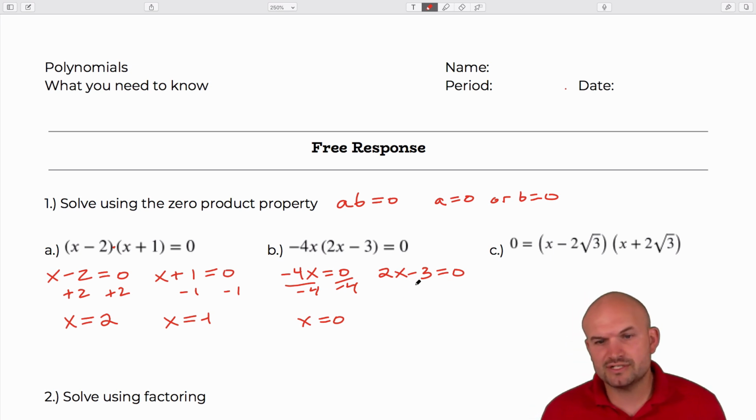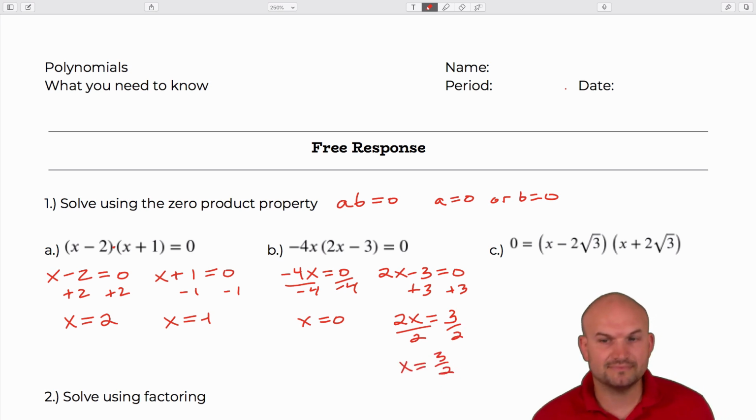And then this one, you're just going to add a 3, and then we'll have 2x is equal to 3, and then you'll divide by 2. So then therefore, x is equal to 3/2. Now, the next one might look a little bit more complicated. I kind of flipped the 0 to the other side, as well as used radicals. But again, just follow the same process that we did.